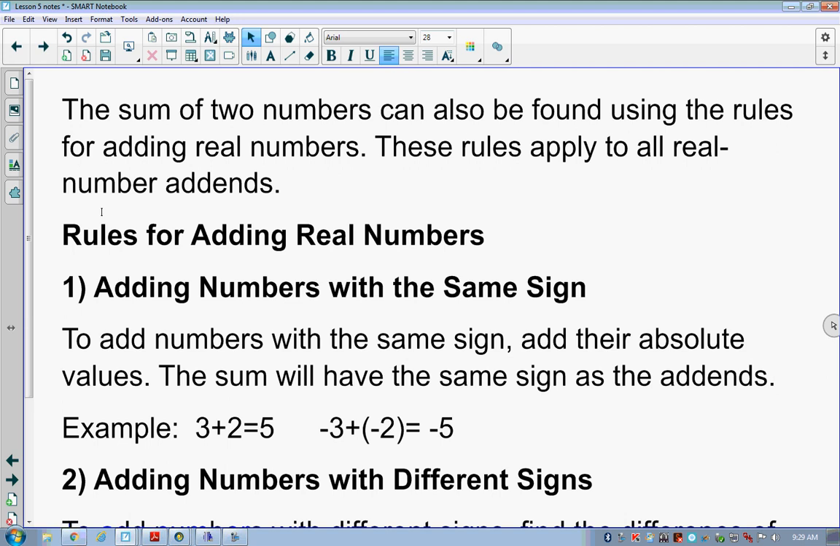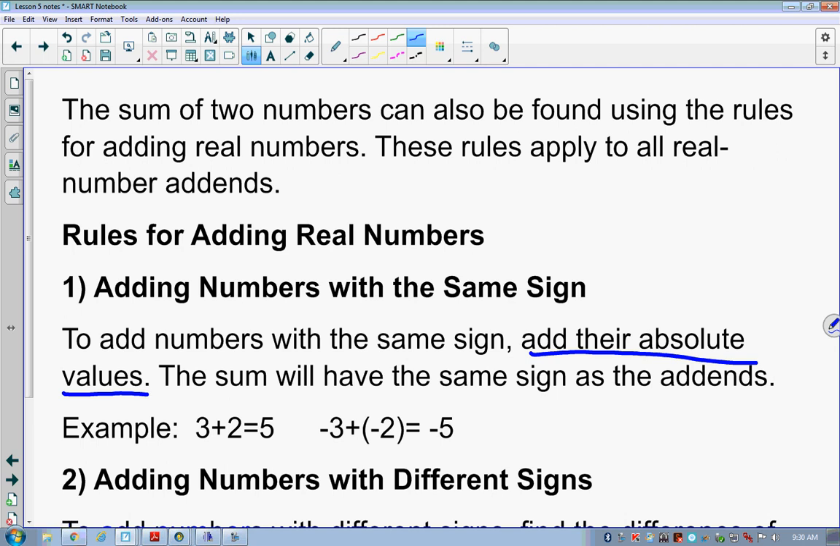Basically, anytime we deal with numbers that include negatives, people's brains just freak out. Okay, if you can see things on a number line in your head or even written out, it's going to help you understand negative numbers a whole lot better. All right, so to add numbers with the same sign, we add their, and this is really, really important, we add their absolute values. Okay? Add their absolute values.